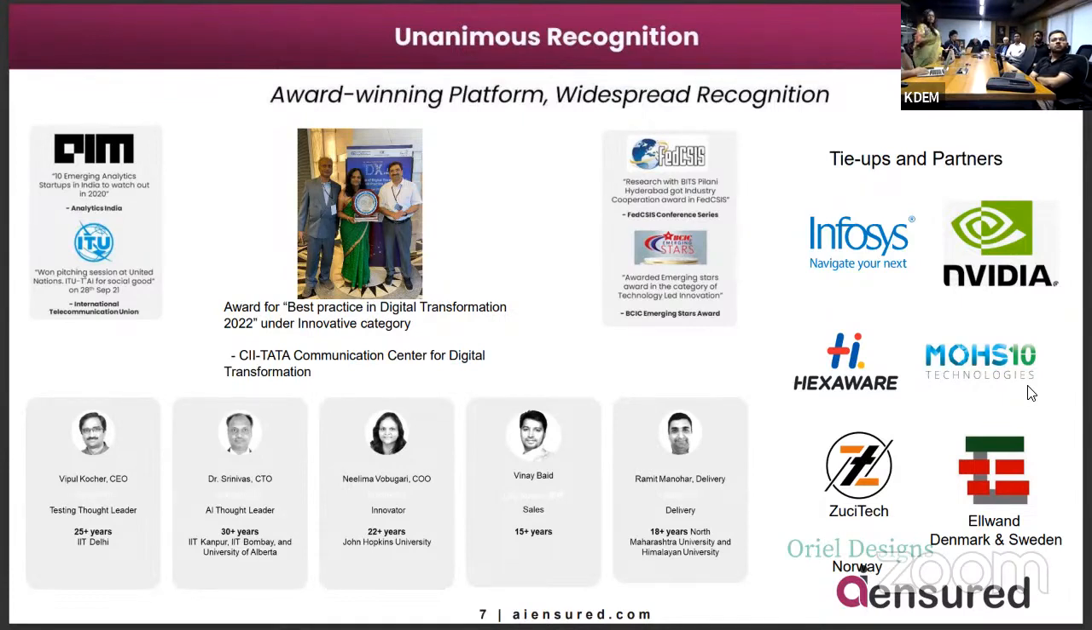And we have channel partnerships with Infosys, Hexaware. We have recently been incubated by NVIDIA. These are the partners, and our founding team is this. Vipul Kochar is the CEO, who is the ISTQB president. Dr. Srinivas Padmanabhani is the CTO, who is a thought leader, who has several patents and a PhD in AI. Yours truly, Nilima. Vinay is the sales representative. Ramit is the head of testing.